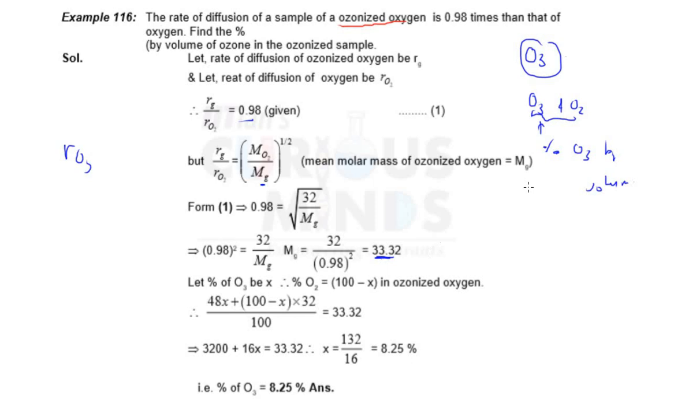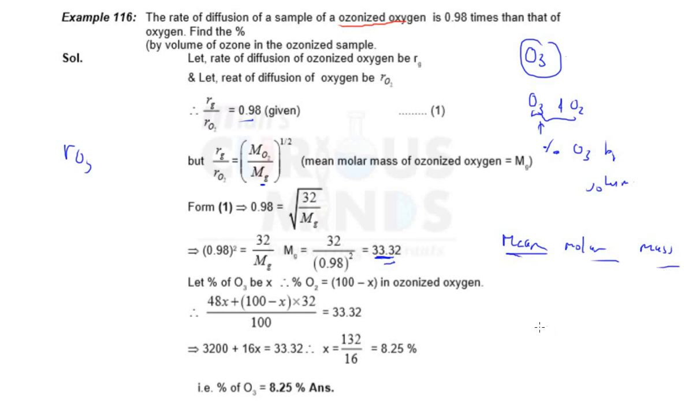First we need to find the molecular weight of that sample. On solving we get the answer as 33.32. So this is the molecular weight of the sample, or I can say the mean molar mass of the sample, right? Because there are two or more gases in a mixture, whatever molar weight we get for the mixture is also called the mean molar mass, and we know how to find the mean molar mass.